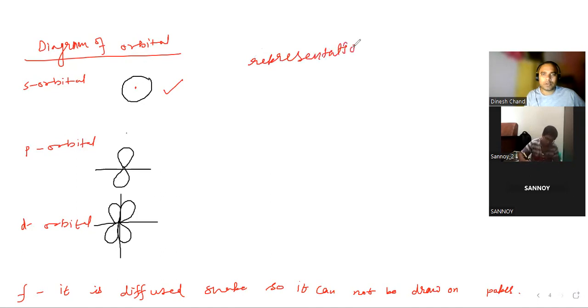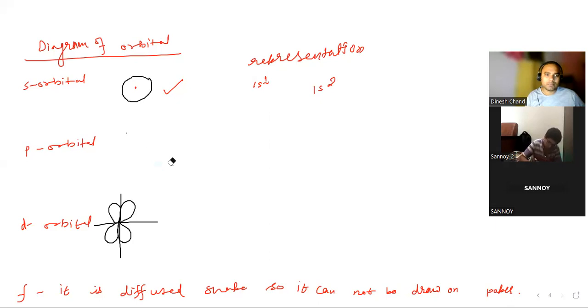Okay, very good. So the s orbital can have 2 electrons. For 1 electron, we represent 1s1. And for 2 electrons, we represent what? 1s2. Okay. Now, p orbital, you wrote only one type of p orbital, but that diagram is not correct.